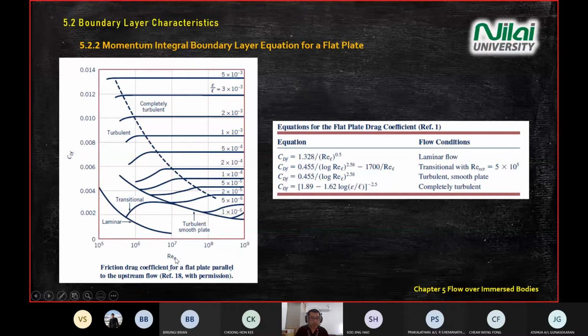So what is important here is what happens if you increase the Reynolds number. And Reynolds number, you know that it links up with the speed. So if you increase the speed, you can see here 10 power 5, 10 power 6, 10 power 7 and all this. What happened to the CD on the flat plate? You see the flat plate here? The flat plate is parallel to the upstream.